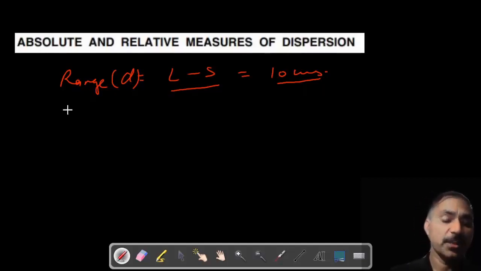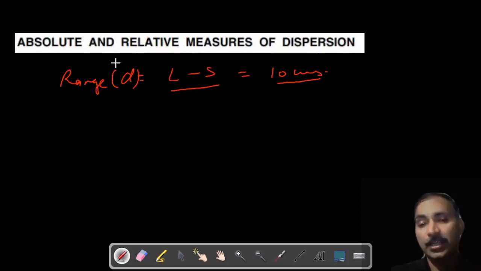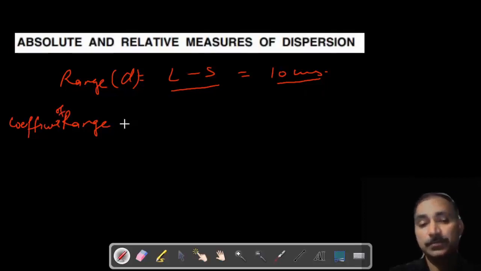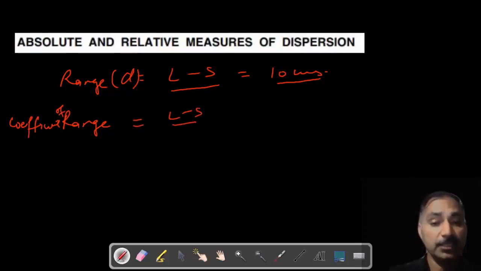Now, the majority of the time we try to use the second one, that is the relative measure of dispersion. When it comes to range, if we take the relative measure of dispersion, we call this the coefficient of range. That will be L minus S upon L plus S. Is it clear? The coefficient of range is L minus S upon L plus S. Range is nothing but the largest value minus the smallest value.